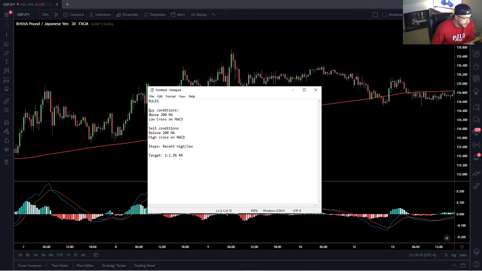The rules, buy conditions are price trading above the 200 moving average and a low cross on the MACD, okay? Sell conditions being price trading below the 200 moving average and a high cross on the MACD. Stops are a recent high or low. Targets are 1 to 1.5% risk reward.